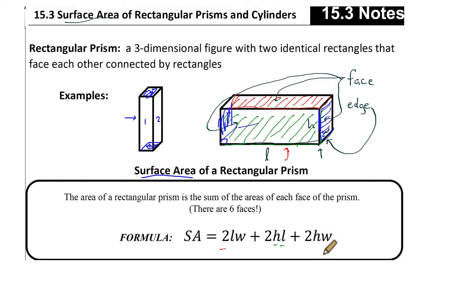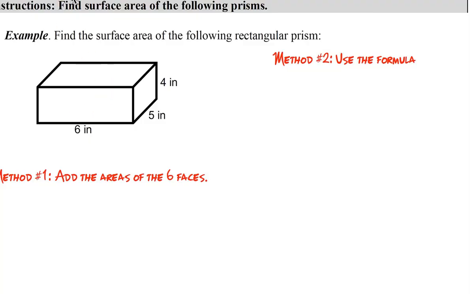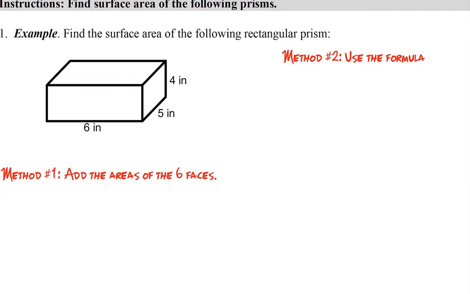So if you're a formula person, you really could just say, okay, well, the length equals this number and the height equals that number, and we can plug it all in, and then it's like beep, boop, boop in the calculator, and then come out with an answer. But I'm going to be honest, the way that I like to do these is I like to simply just find the areas of the 6 faces. So let's do it that way. Method 1, find the areas of the 6 faces.